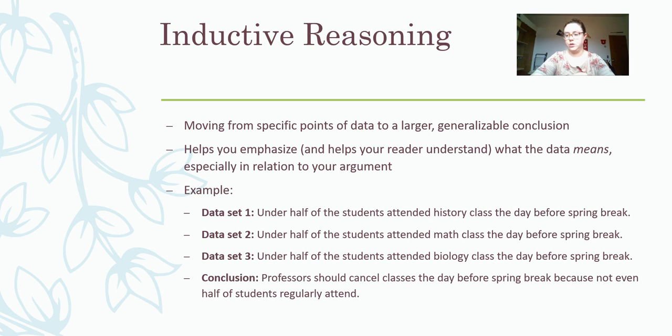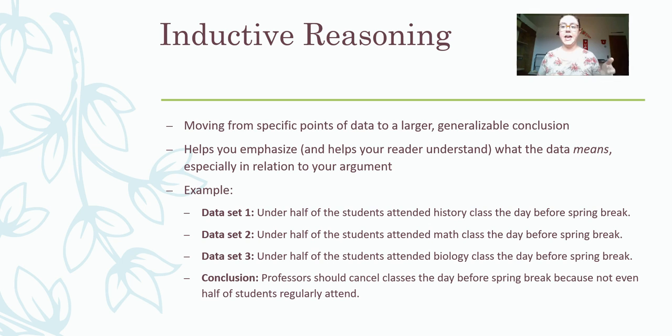So if we look at this example, our first data set, under half of the students attended history class the day before spring break. Data set 2. Under half of the students attended math class the day before spring break. Data set 3. Under half of the students attended biology class the day before spring break. So we've got those three very specific data sets that represent different individual instances in which students did not attend class the day before spring break. But we are identifying a pattern that would allow us to develop a specific conclusion.